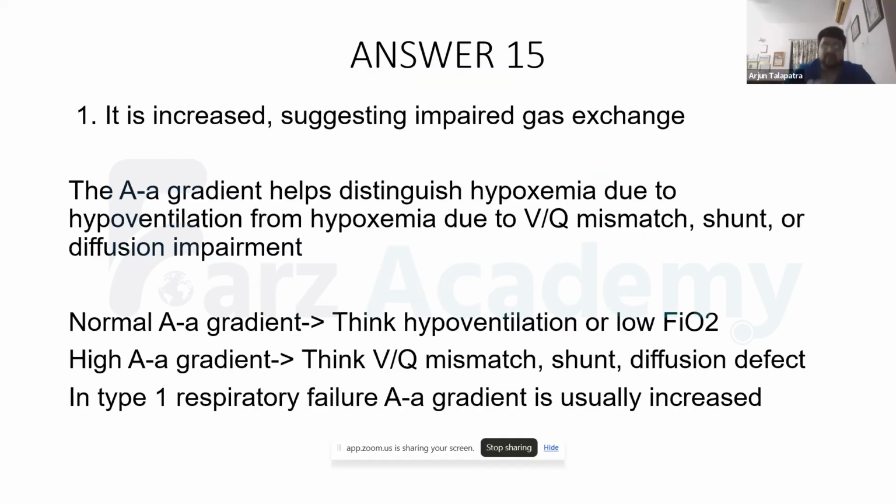Okay, so why is the A gradient important? Obviously we don't calculate it always at the bedside, but ideally we should, because it would help us differentiate between the different causes of hypoxemia. So if your A gradient is high, your causes could be VQ mismatch, shunt, or a problem in diffusion. However, if your A gradient is normal, right, then you must always think of two causes, either a hypoventilation or a low FiO2. Okay, so normal AA gradient is roughly 10 to 15. So if your AA gradient is normal in a patient who is hypoxemic, these are the two causes. So in type 1 respiratory failure, by and large, the A gradient is increased unless it is because of these two causes.